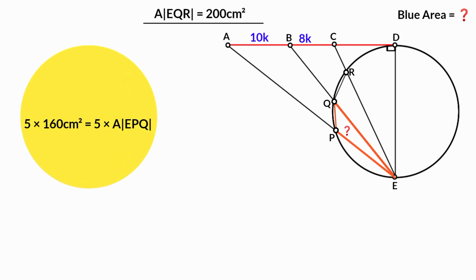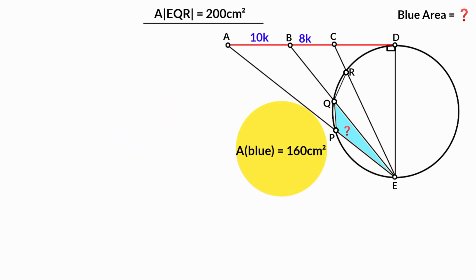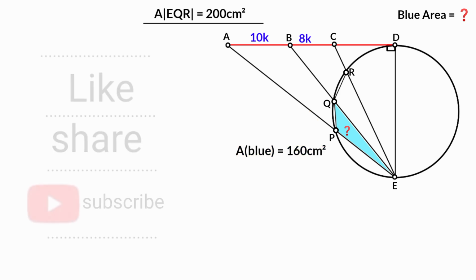So 5 times 160 centimeters squared equal to 5 times area of triangle EPQ. This 5 cancels this 5. So 160 centimeters squared equal to area of triangle EPQ. That is, the area of this triangle, which is the blue area we are asked to calculate, is 160 centimeters squared.